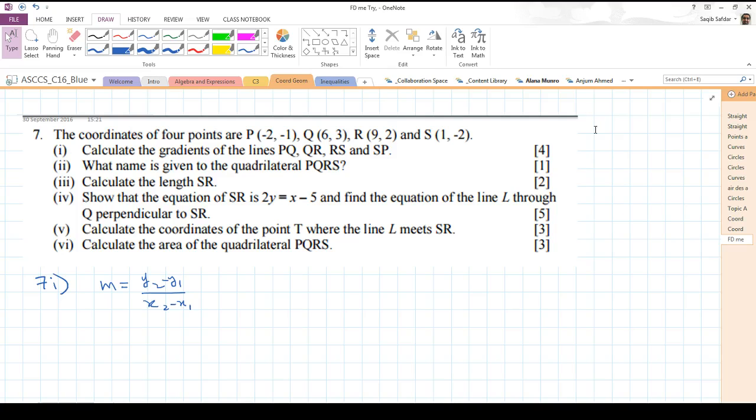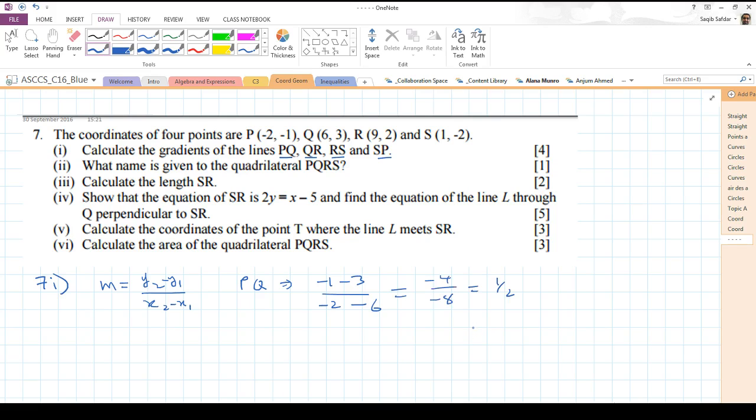Okay, so question 7, we want the gradients of these lines PQ, QR, RS, SP. We know the gradient between any 2 points is simply y2 take away y1 over x2 take away x1. And so if we take the points P and Q, the gradient of PQ is minus 1 take away 3 divided by minus 2 take away 6. If we tidy that up, that gives us minus 4 over minus 8, which is just a half.